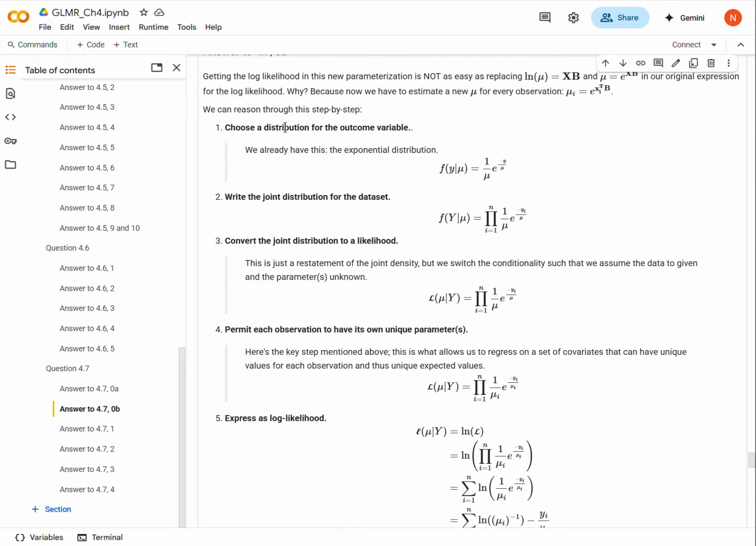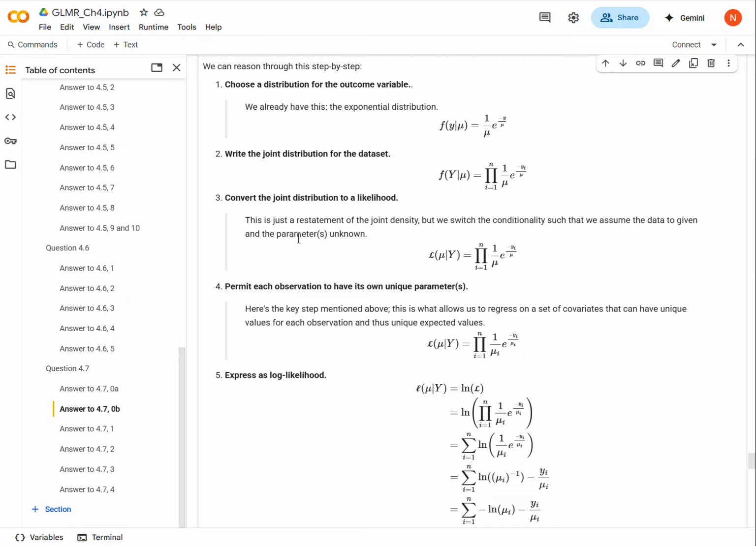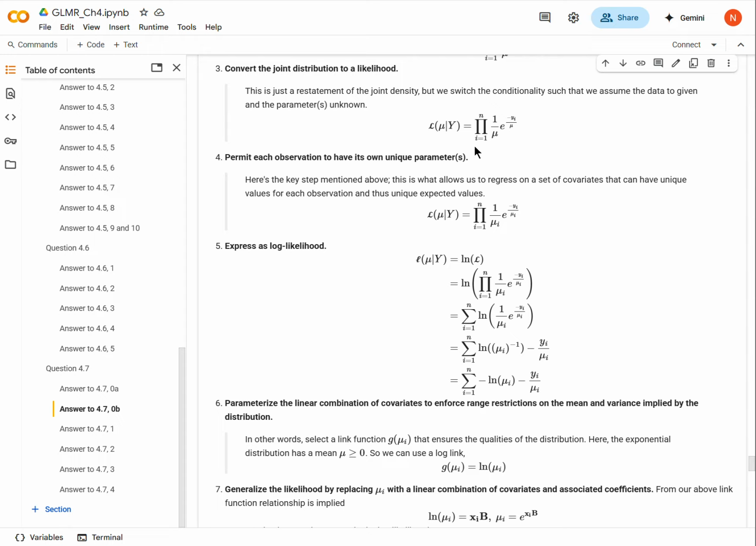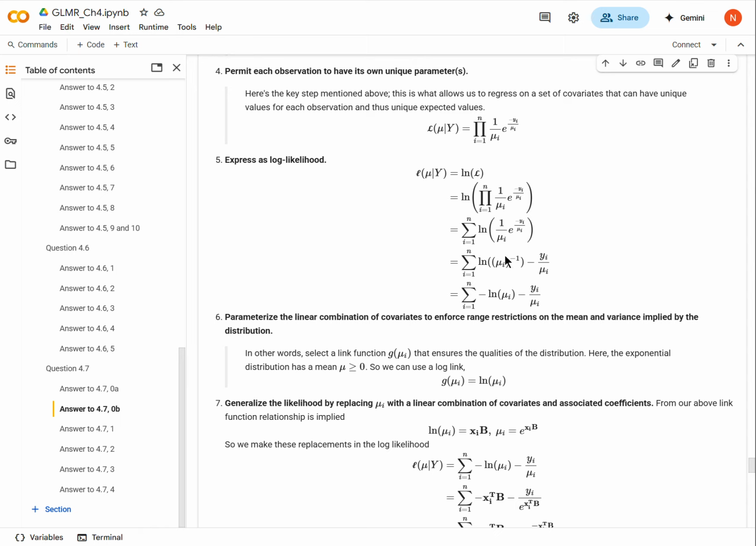The first thing we need to do is to choose a distribution for the outcome, and we already have that. And now we want to write the joint distribution for the data set. Again, that just means take every observation and take the product. Now we're going to convert the joint probability distribution into a likelihood. That's just restating this, where instead of making y contingent on mu, we make mu contingent on y. That's what the likelihood is. And now we allow each observation to have its own unique parameter or set of parameters. In this case, all we've done is say that every observation has its own mu value, by adding this little subscript i, where i refers to a specific observation. And now we can log this to get the log likelihood, and that's what's happening here.